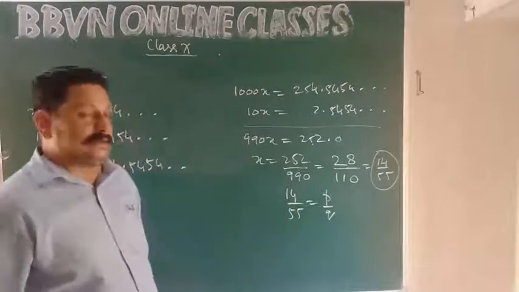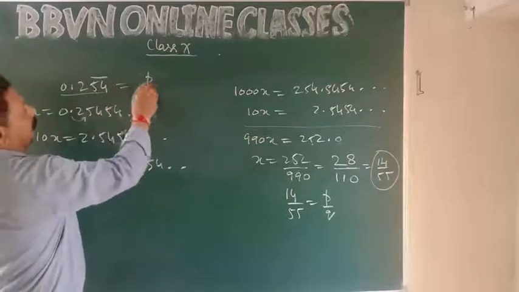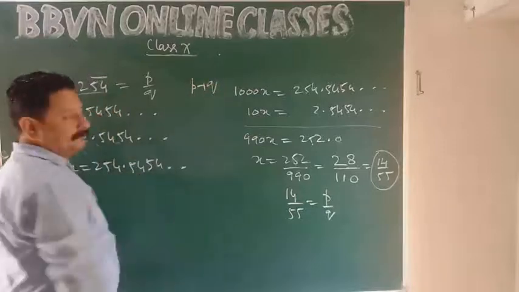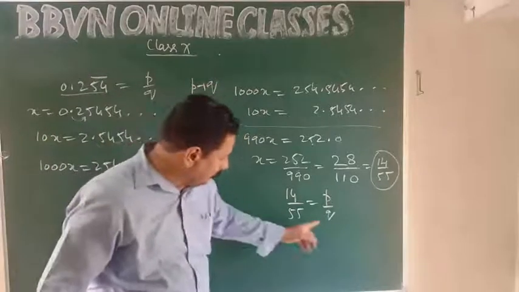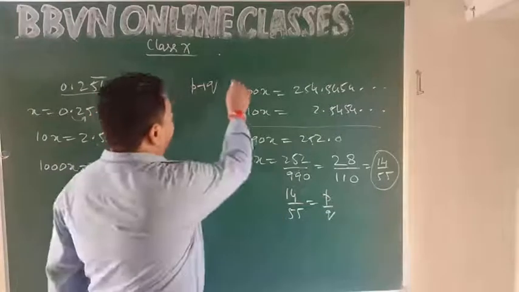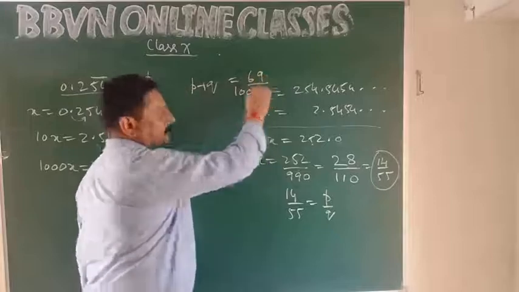अब कभी कभी पूछ लेता है, say this is equal to p upon q. Now find p plus q. तो p upon q निकाल लिया आपने. p is 14, q is 55. What will be p plus q? p plus q will be 14 plus 55. That is 69. Got it?